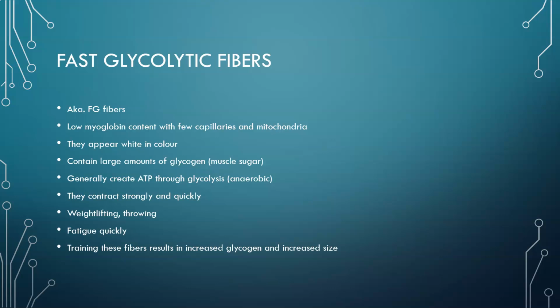So these fibers, because of the lack of capillaries and myoglobin, generally create ATP through glycolysis, or anaerobic metabolism. These contract strongly and quickly, but they cannot sustain contraction. So we say they contract strongly and quickly, and they fatigue quickly. These are the muscles we use when we're weightlifting and throwing things. When we train these fibers, we get increased glycogen stores and increased size. So this is weightlifting, speed work, that kind of stuff. Training these fast glycolytic fibers results in increased glycogen and increased size.